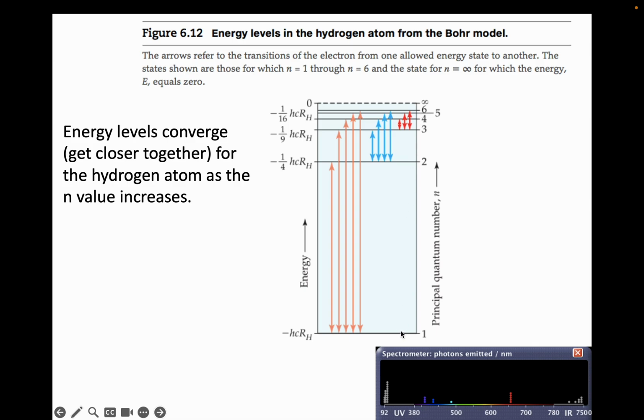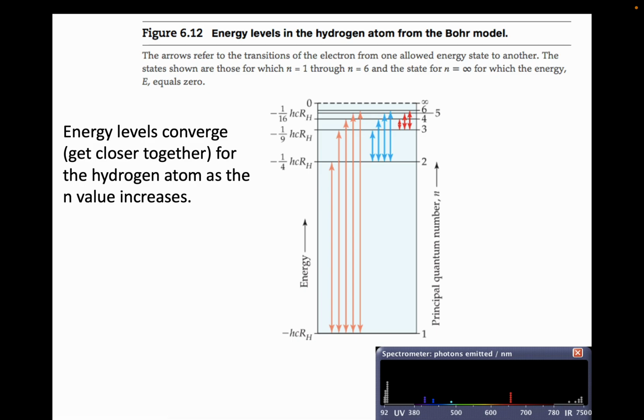Notice the largest gap is between 1 and 2. Then 2 and 3 is smaller, 3 and 4 is smaller, smaller, smaller. So the energy levels are converging. They're getting closer together as the n value increases. This is going to be an important pattern for us.